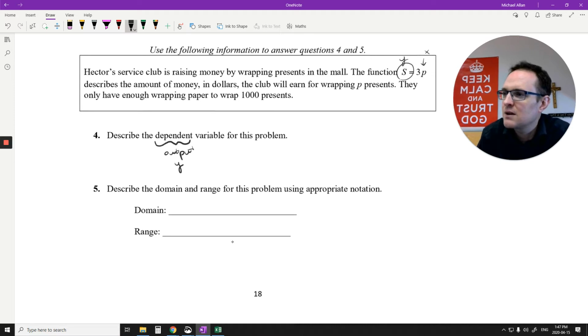So what does it stand for? The function describes the money he earns. So S is the money earned.